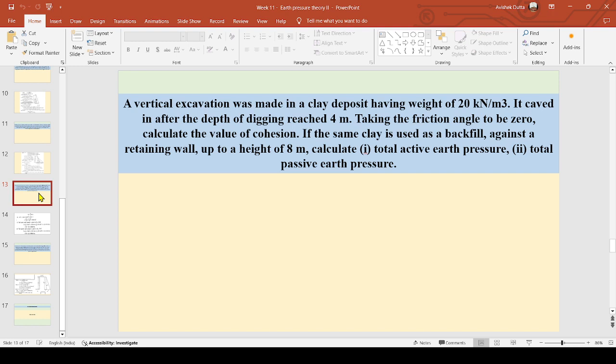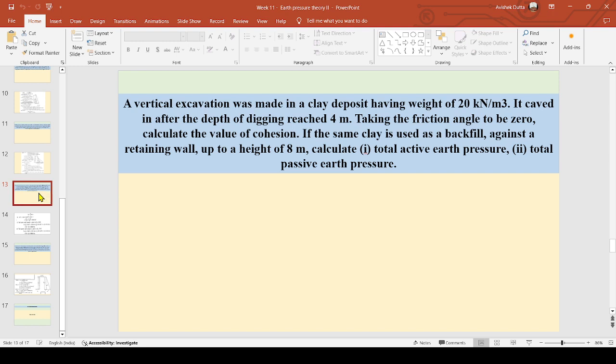Sir, KCA, total active earth pressure. Yes, total active earth pressure. Is it before formation of the crack or after formation of the cracks? No, the crack formation is different. The crack formation is a different event. The soil in which the crack formation happened, the soil which caved in after digging a depth of 4 meter, that same soil is being used, suppose, in a different place as a backfill.